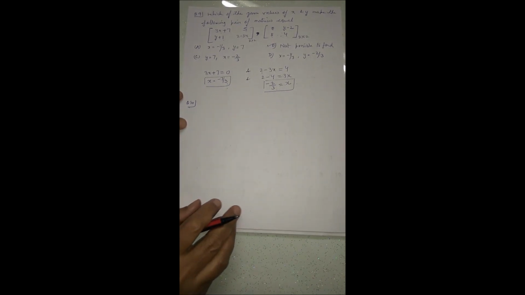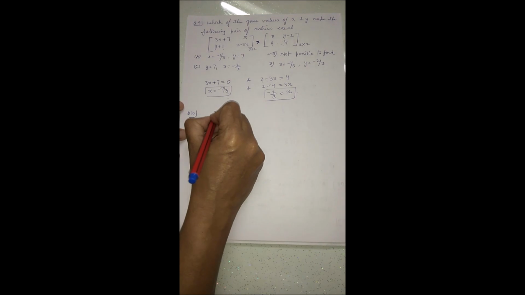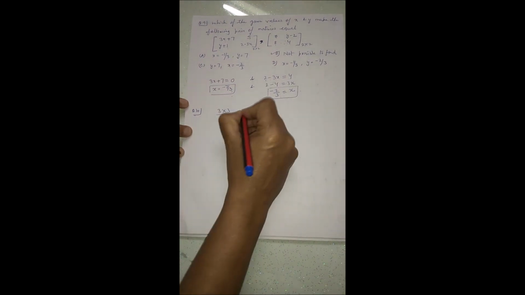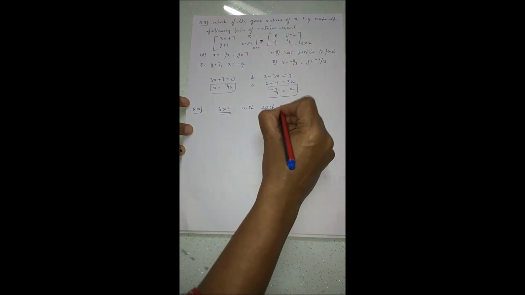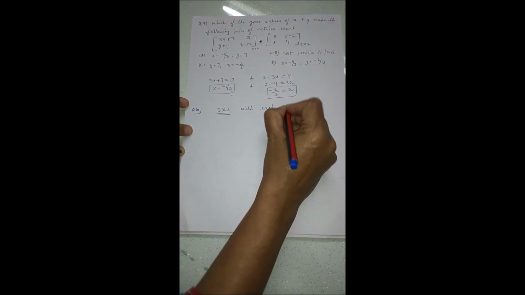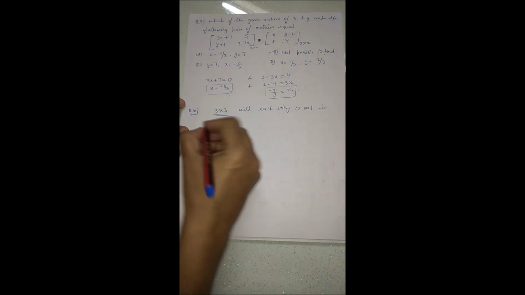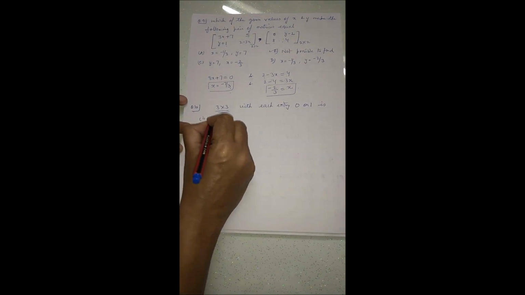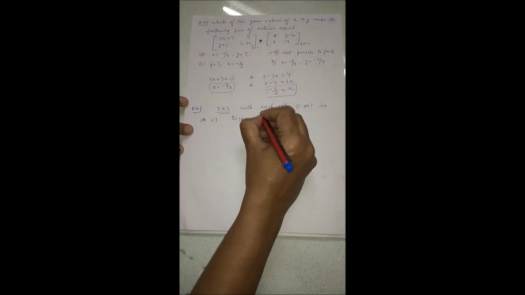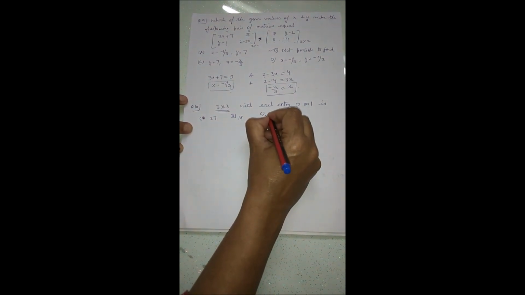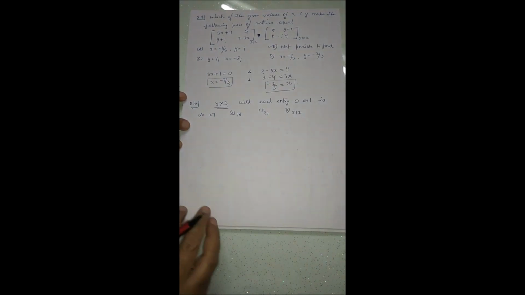Question number 10. The number of all possible matrices of order 3 by 3 with each entry 0 or 1 is: first option 27, second 18, and so on. These are multiple choice questions, so we have to select the correct answer.